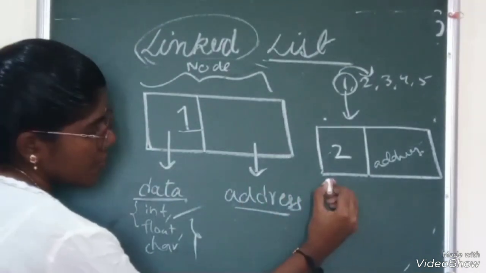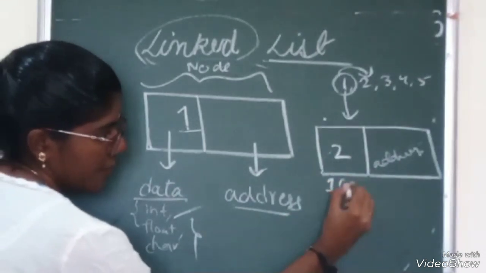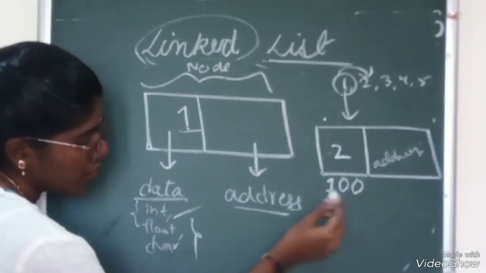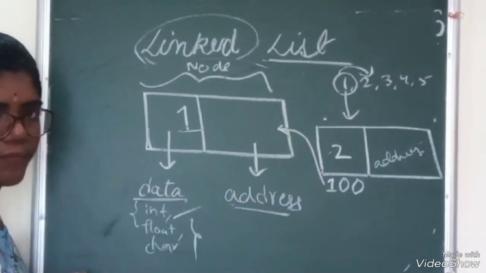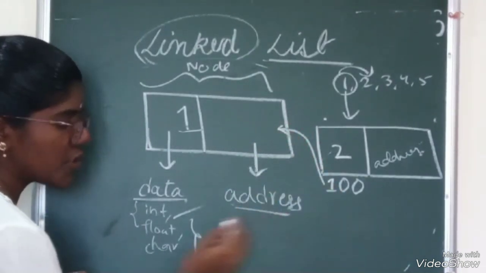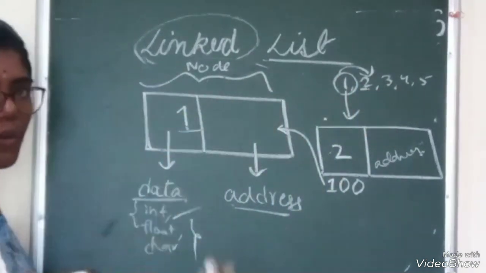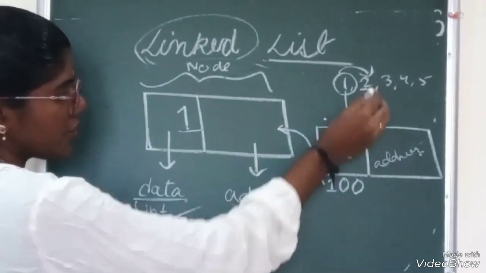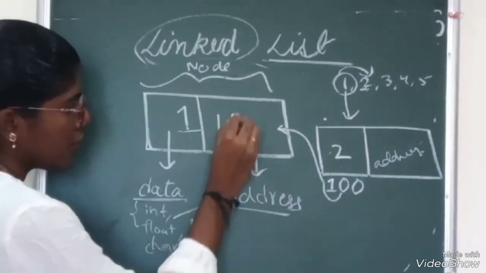See, if I'm saying the address of this particular node is 100, I want to store the address of this 2 into this block. This block is meant for only storing the address. Address of what? Address of the next node. What is my next node? The next node is nothing but my 2. So I'm storing the address of 2 into this block.